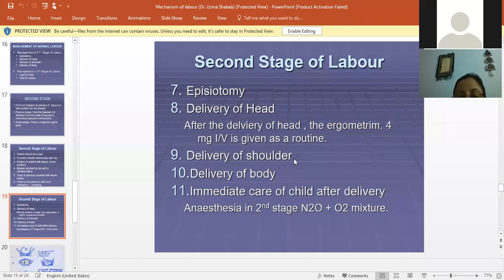in order to prevent the relaxation of the uterus. Then the delivery of the shoulder. After delivery of the shoulder, delivery of the baby. After delivery of the baby, immediate care of the child. And the anesthesia that can be given in the second stage is a nitrous oxide and oxygen mixture.